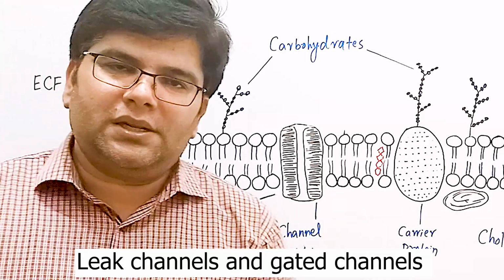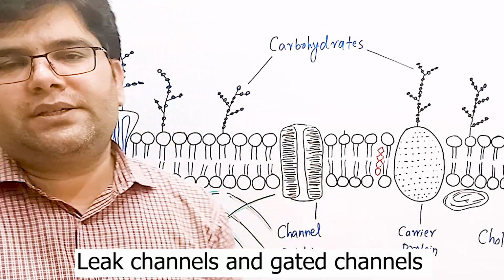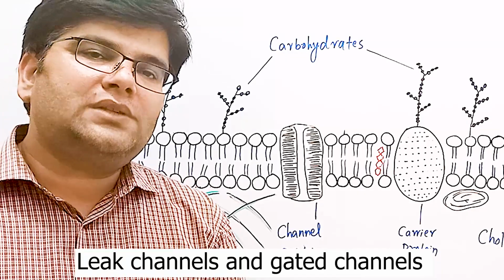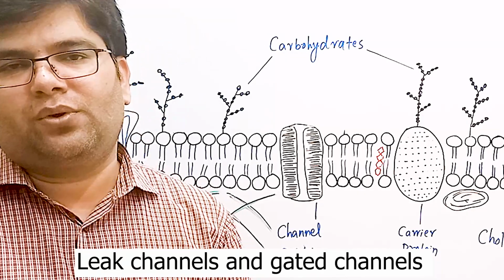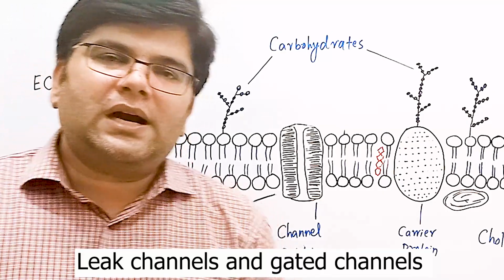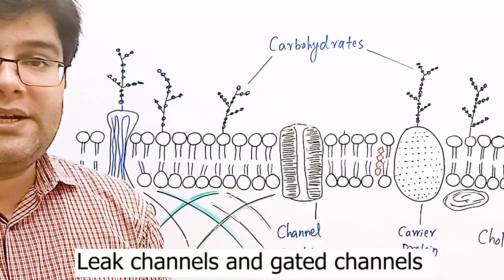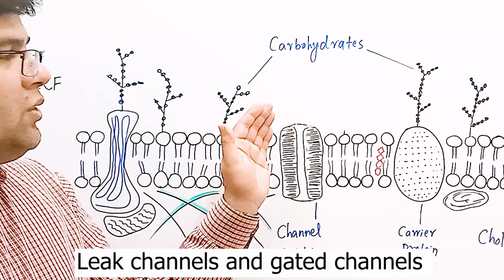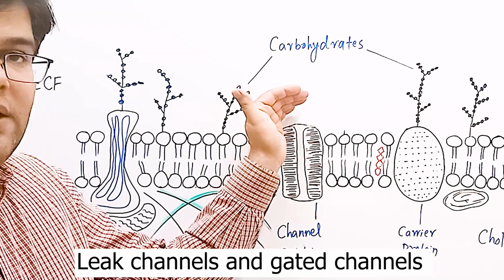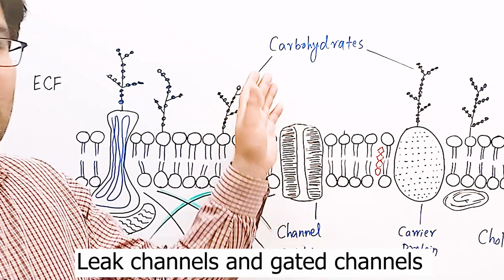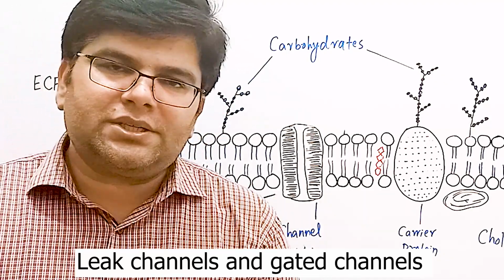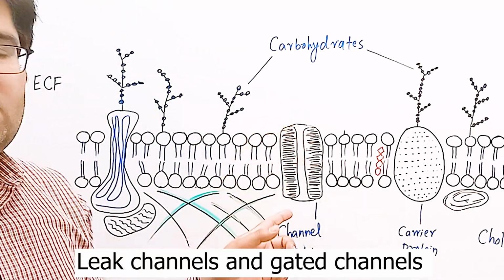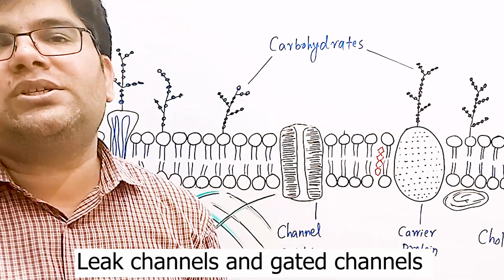There are two types of channels: leak channels and gated channels. Leak channels are those channels which are always open for the specific type of ions which they transport. The other types of channels are gated channels, which have gates, which are parts of the protein molecule present either on the outer side or on the inner side or on both sides of the channel. These gates control the opening and closing of the channel and hence the permeability of this channel.